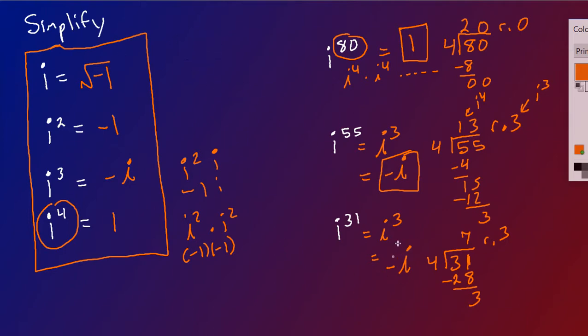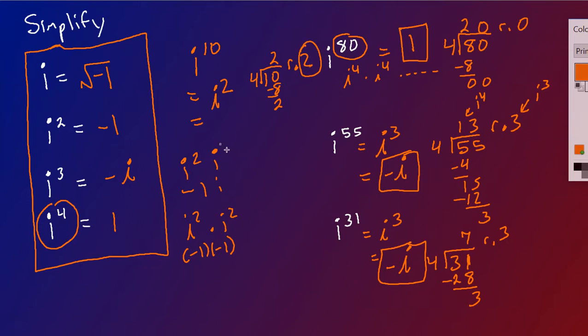So I want to do one more that doesn't come out to either one of these. Let's try i to the 10th. So if I take that 10 and divide it by 4, 2 times, I have a remainder of 2. So what does that mean? I have i to the fourth, and then I have i squared left over. All I care about is that remainder, and that is negative 1 from our chart right here. So we're going to want to memorize that. But the biggest, most important thing in this chart is this definition right here, that i squared is negative 1.